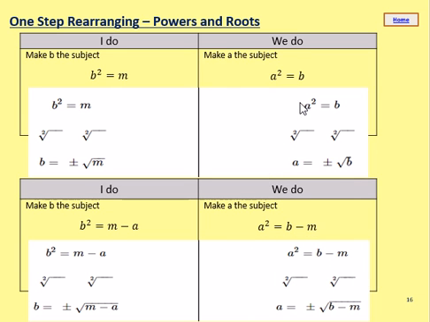So for the first we-do, square root of both sides, we get a equals plus or minus square root of b. And again, making a the subject, all we need to do, square root both sides, so we get a equals plus or minus square root of b, take away m. Well done if you got both those right.